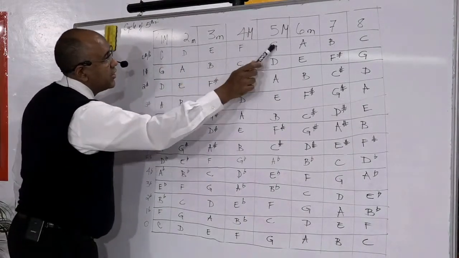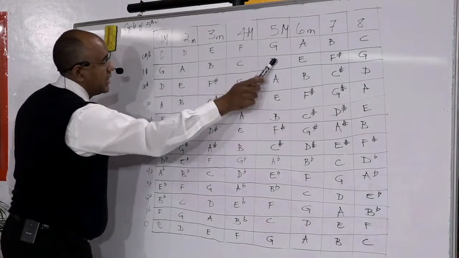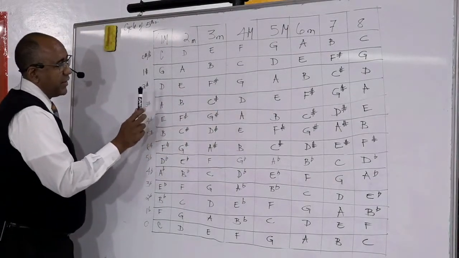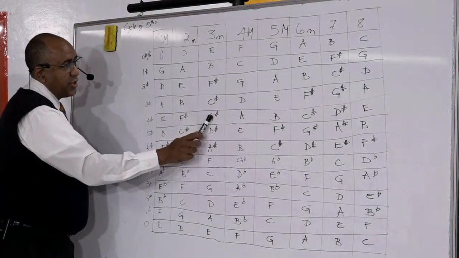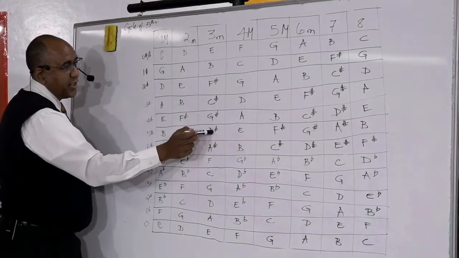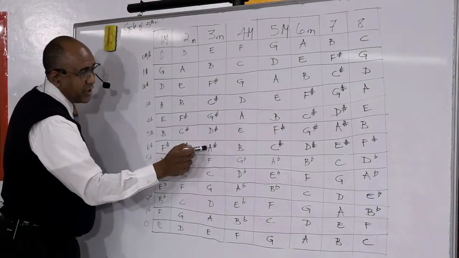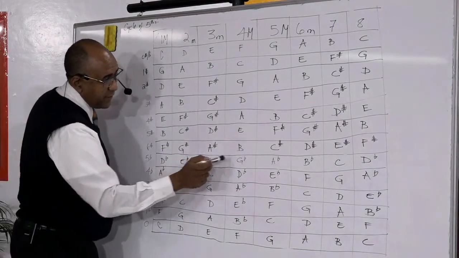C, E, and G for the C major. G major, G, B, and D. D major, D, F sharp, and A. A major, A, C sharp, and E. E major, E, G sharp, and B. B major, B, D sharp, and F sharp. F sharp major, F sharp, A sharp, C sharp. D flat major, D flat, F, A flat.